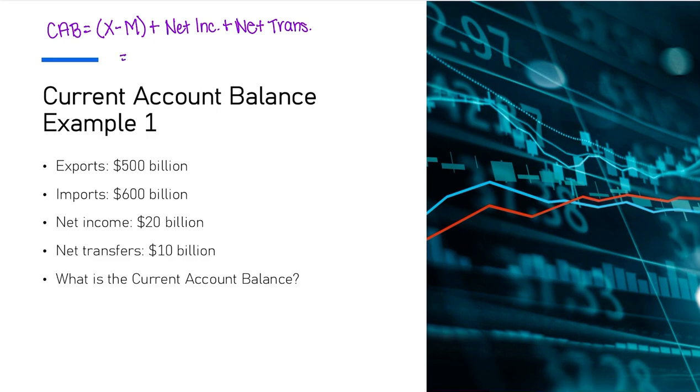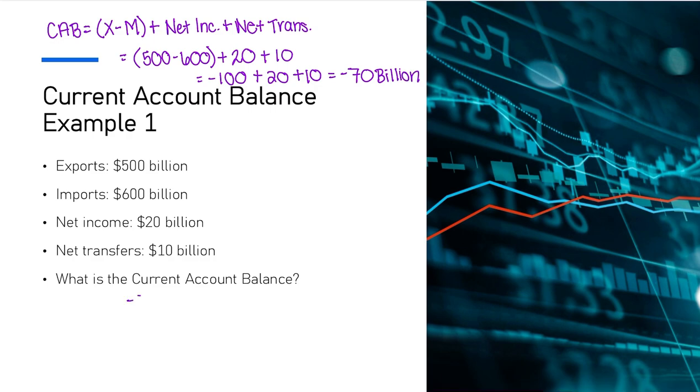So if we use this information, we know that our exports are 500. So 500 minus 600, because that's what our imports are. Our net income is 20, so plus 20. And our net transfers is 10, so plus 10. 500 minus 600 gives us negative 100 plus 20 plus 10 gives us negative 70, and then we're looking at billions of dollars. So the current account balance for this country is negative 70 billion.